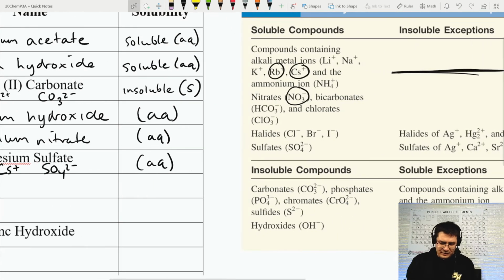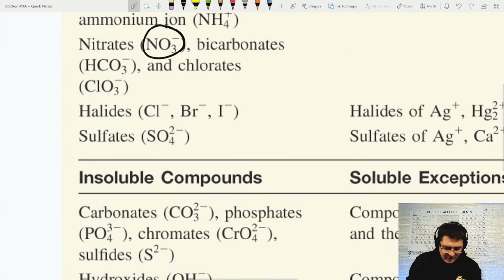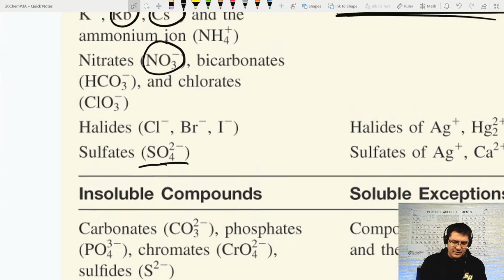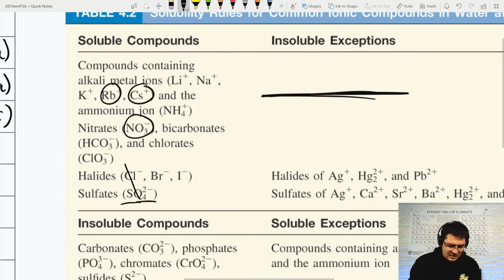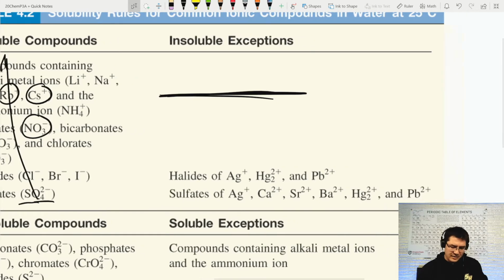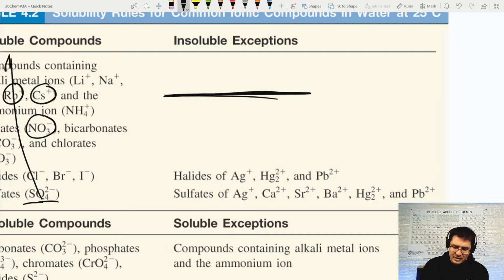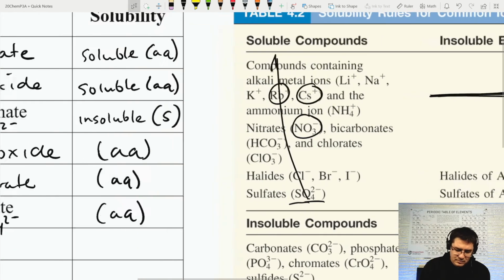Or if you found sulfate, let's see if sulfate shows up here. Yeah, sulfates are also generally soluble. And the exceptions would be silver sulfate, calcium sulfate, strontium sulfate, barium sulfate, mercury(I) sulfate, and lead(II) sulfate. Those would all be insoluble.